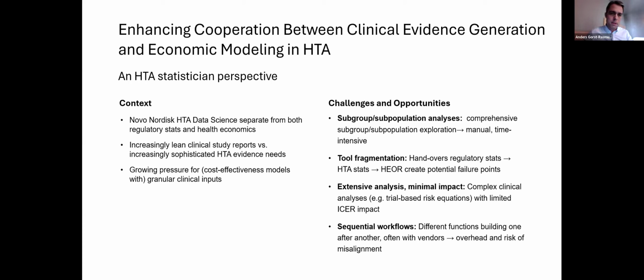So, you have the health economics team sitting and waiting around for whatever advanced analysis comes out of the HTA statistician team. When they have these analyses, they can deploy and test their modeling, and then they can circle back and say, well, this didn't work. Can you do another round? And I think the core of the problem here is really these sequential workflows, all the way from the regulatory side, over the HTA stats, and then back to the health economists that are building the cost effectiveness models. If you go to the next slide.